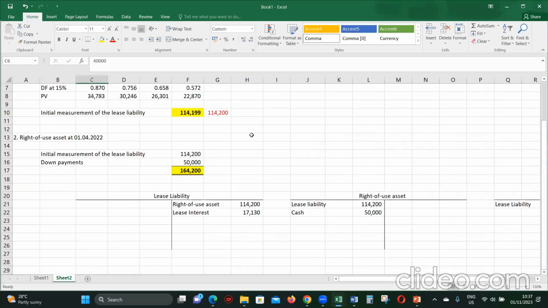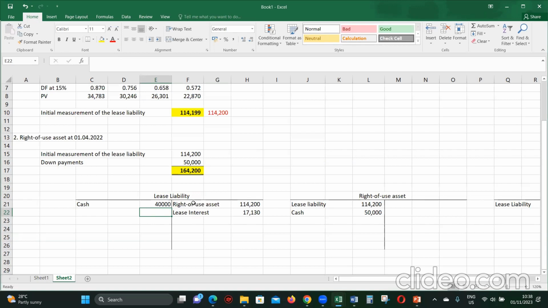When you pay lease rentals, what will happen to your lease liability? Your lease liability will be reduced. So when you pay your lease rentals, you credit cash and debit lease liability 40,000. These are the lease transactions.